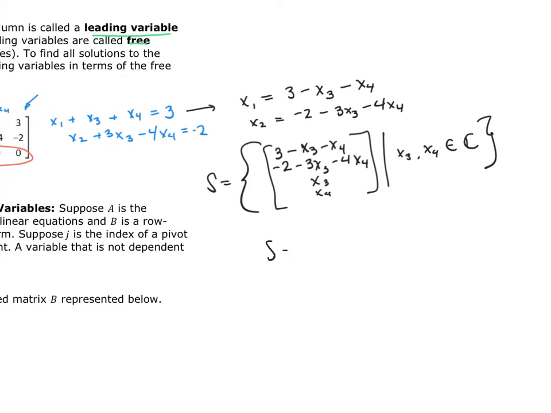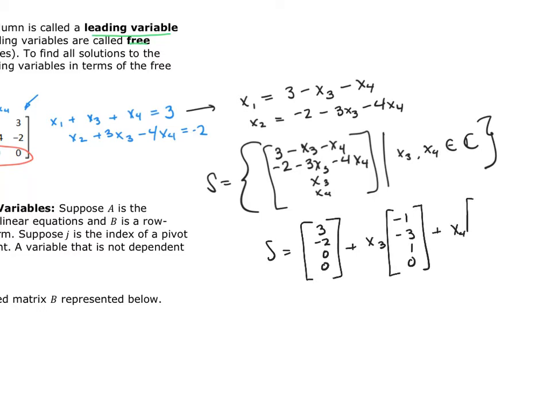of column vectors, where S is equal to my first column vector would be 3, negative 2, 0, 0. These are the constants. And then plus x sub 3, and now I'm going to take the coefficients off the x sub 3 out of each one of those equations. So negative 1, negative 3, 1, and 0. And then plus x sub 4 and all the coefficients on the x sub 4, which is negative 1, negative 4, 0, and 1. So that is also another way to represent the solution.